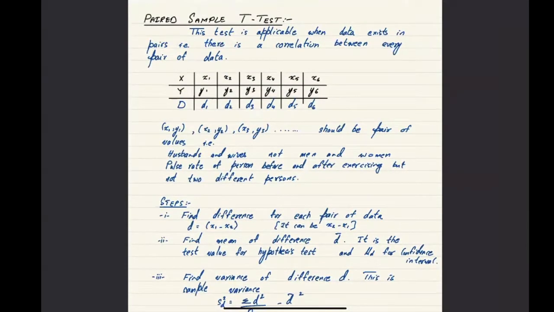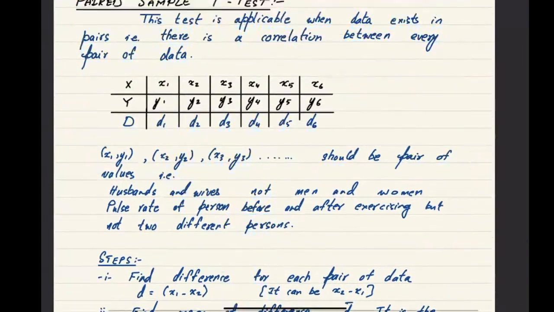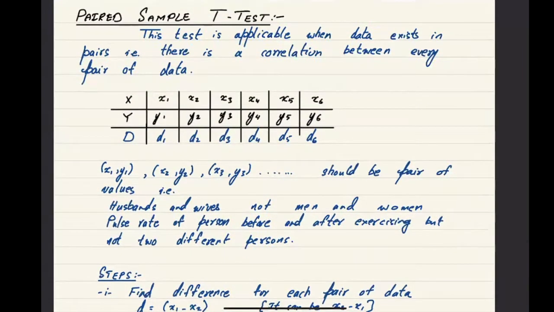So this is a paired sample t-test, and the only difference between the previous concept and this one is that here you would identify questions where the data should exist in pairs. Of course, for data to exist in pairs, the number of data values for one variable should be equal to the number of data values for the other variable.